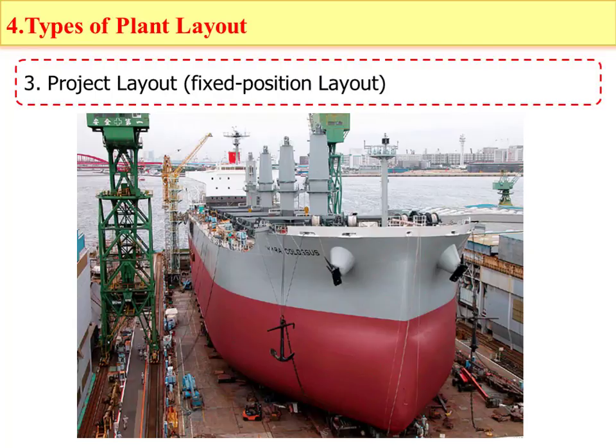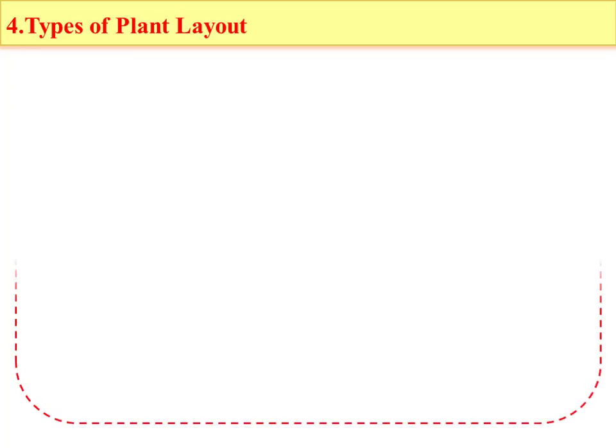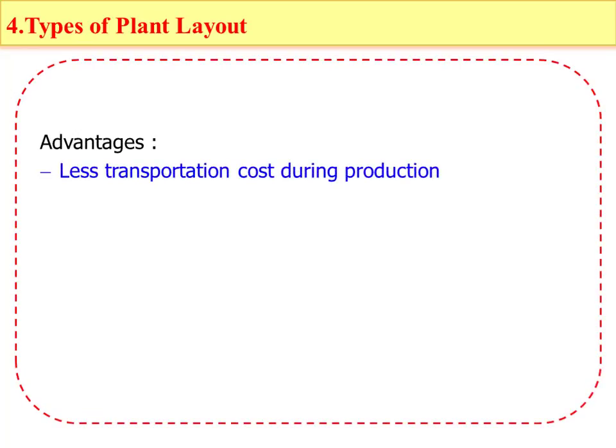Finally, project layout or fixed position layout. That means the product will be in a fixed position, and the material, the workers, and the machines will come to the production place to work there. All the work will be done in that position. This layout is used for creating big ships, boats, or planes, as you can see in the picture.